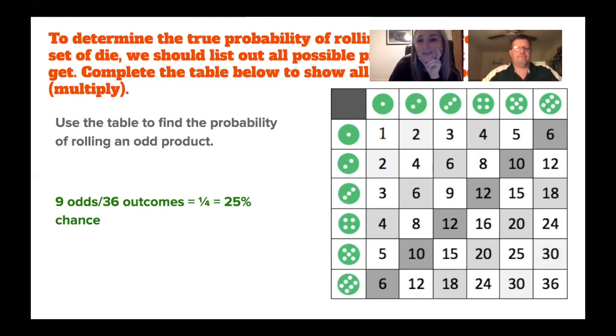9 odds out of 36. So now, do I have to reduce it? Can I just leave it as 9 over 36? I love 9 out of 36. I do too. Thank you.